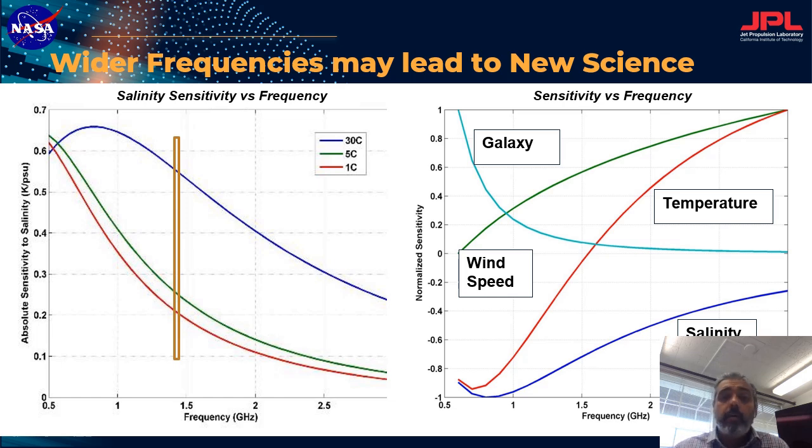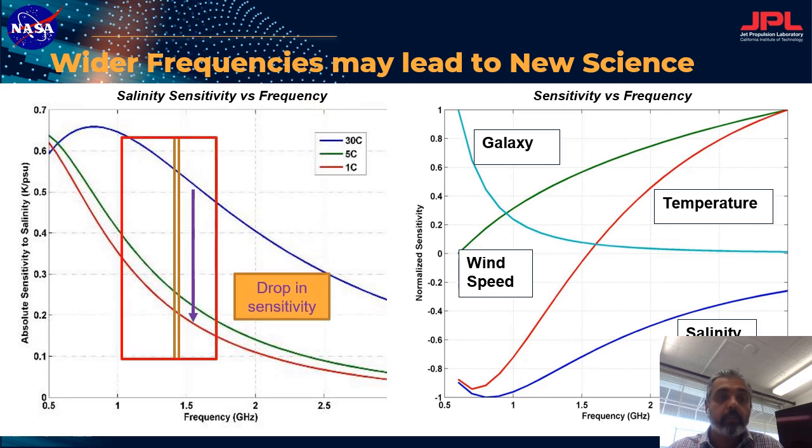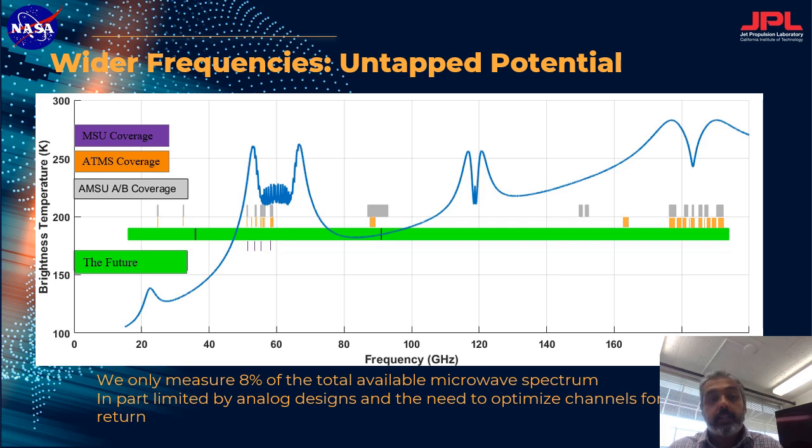Plot on the right is a similar plot to what I showed earlier, which is a sensitivity to frequency for different parameters normalized. And the interesting thing here is if you expand your bandwidth, you can actually get all of these different geophysical parameters in one go. And in fact, they're orthogonal to each other, so you might not even need ancillary information. You can actually solve for different equations at the same time. So the point here being, there's the potential to lead to new science that we don't have if you expand your spectra. It's a drop in sensitivity we're talking about. This is at higher frequencies. So I just talked about L-band.